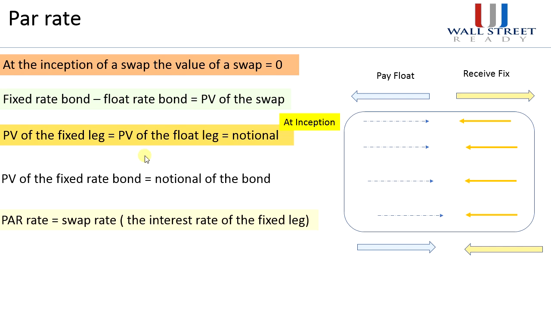If it was the other way around, you would have the signs in the opposite direction. But here, because we are receiving fixed, I'm adding the fixed rate bond and deducting the floating rate bond. So the present value of the swap is basically the fixed rate bond minus the floating rate bond. But we are saying at inception, the value of the swap equals 0.